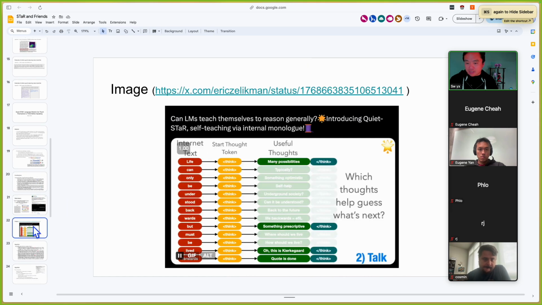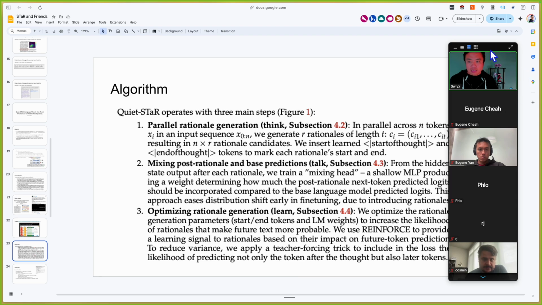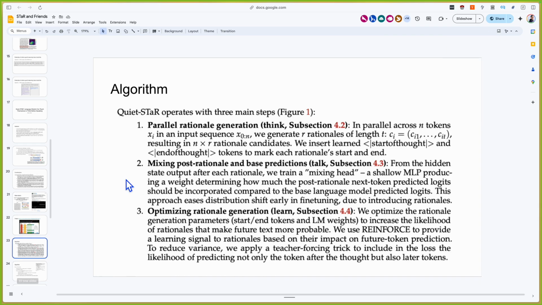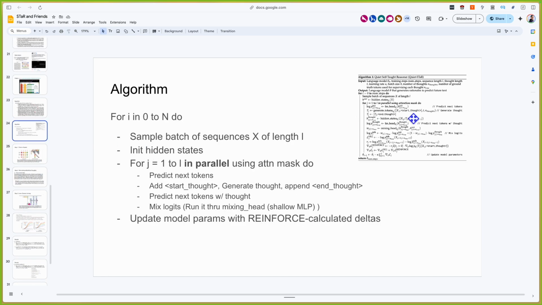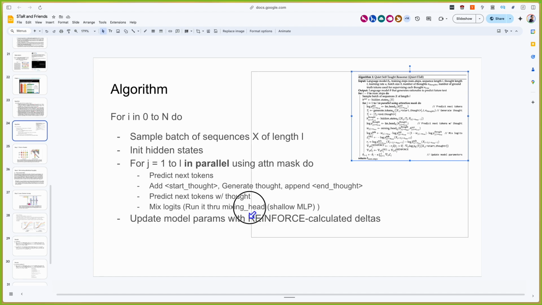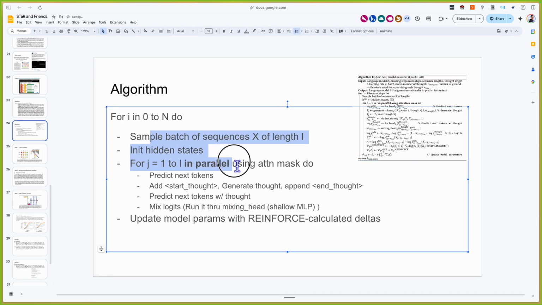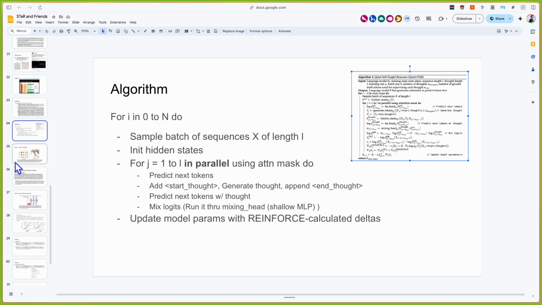What else can I say about this? Okay, so there are 3 stages: think, talk, and learn. I try to turn this really dense algorithm into better pseudocode that is a bit more accessible. There's a lot of parallel thinking, a lot of adding the chain of thinking tokens, and then there's a bit of mixing and updating the model params with teacher forcing.